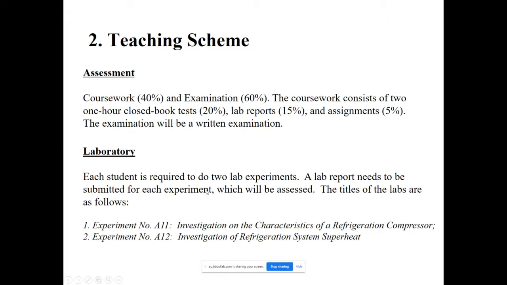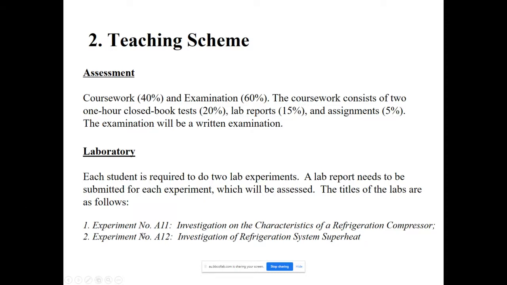And all of you have to do the 2 laboratory experiments. One is to investigate the characteristics of a compressor of a reverse heat engine, and the other is to investigate how to improve the refrigeration performance by superheat.